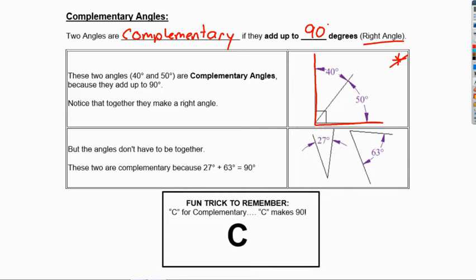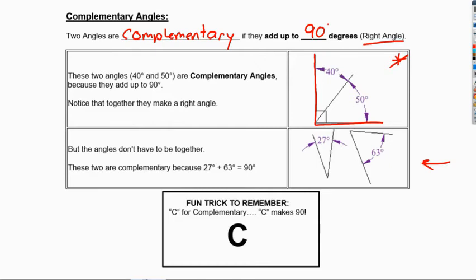Most of the time, you're going to see them connected, and they'll be adjacent, like the ones we just looked at. But sometimes, like the ones down here, maybe they're not connected. That's okay. As long as when you put them together like a puzzle piece, they add up to 90 degrees, then you know you have complementary angles.